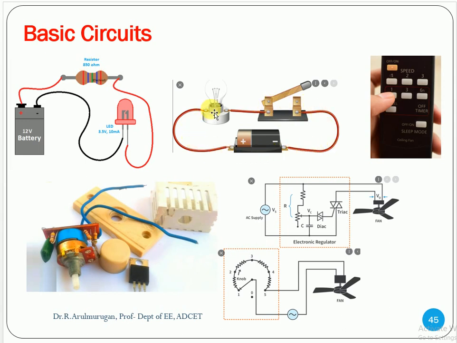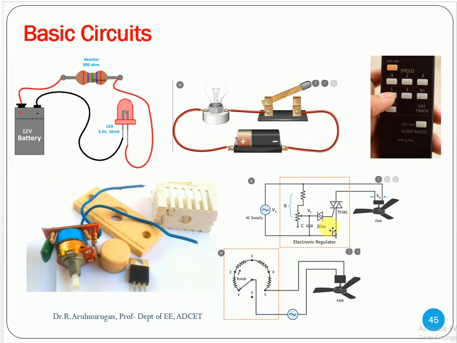If I have a lamp, a source, and then a switch to close the circuit: when the source is connected to the lamp but the switch is open, the current does not flow. If the current does not flow, the lamp does not glow. When you close the switch, the current flows.